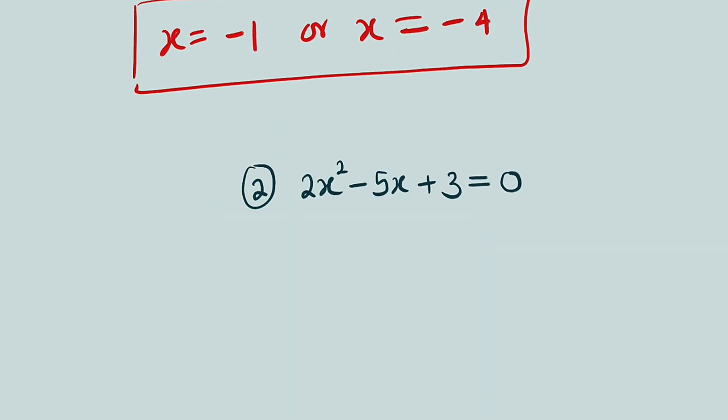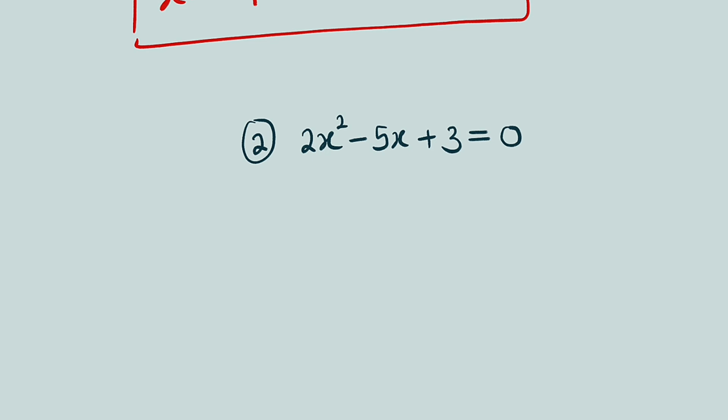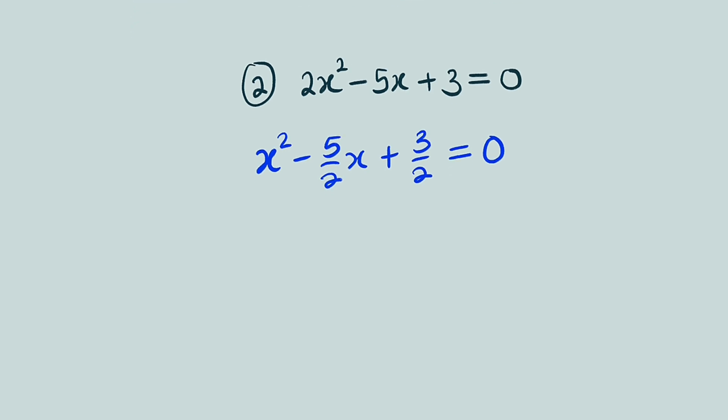All right, here is the second problem. Since the leading coefficient is 2, we want to divide every single term by that leading coefficient because we want to make sure it is equal to 1. Therefore, our new equation becomes x squared minus 5 divided by 2x plus 3 divided by 2, and this is equal to 0. So let's form the 2 roots. The first root will be equal to minus b over 2. Look at minus b here.